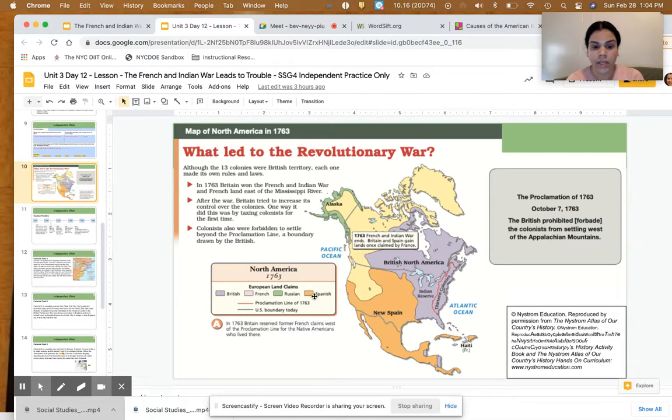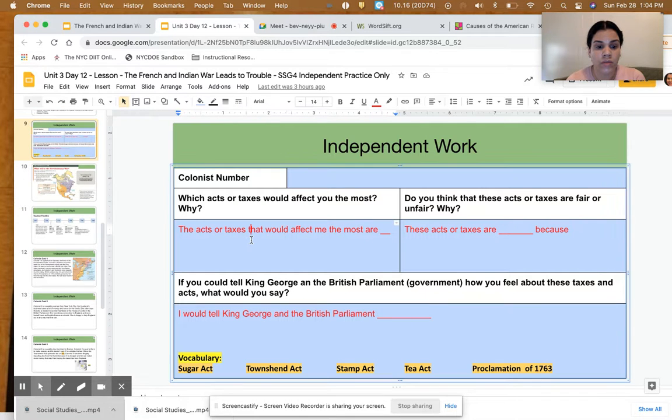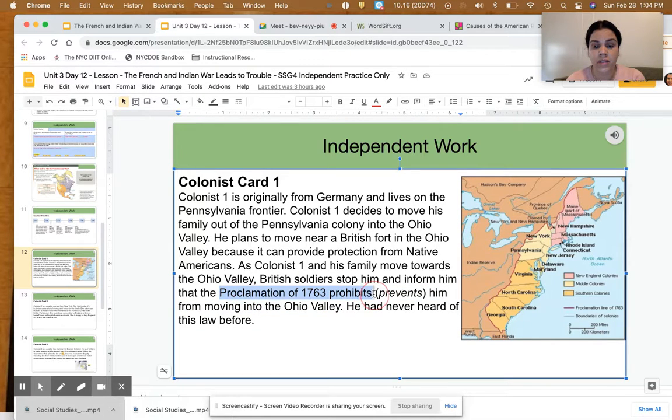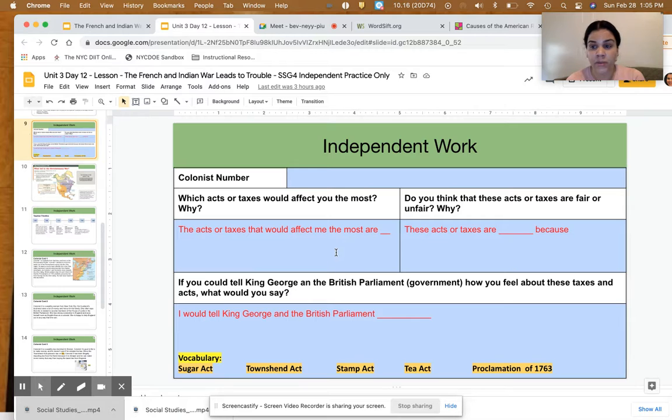right? So here is the Proclamation of 1763. So if you lived here, right, you could not cross over. So let's think about these questions, right? What acts or taxes would affect me the most? Well, we notice right here, the Proclamation of 1763 prevents or stops him from moving to the Ohio Valley. Okay, so that might be some information that you use to answer this question.